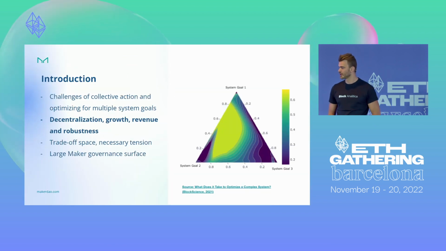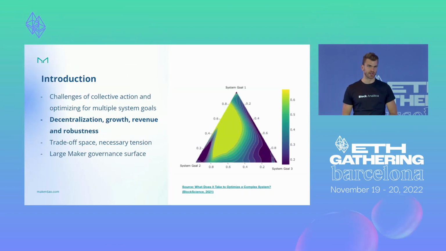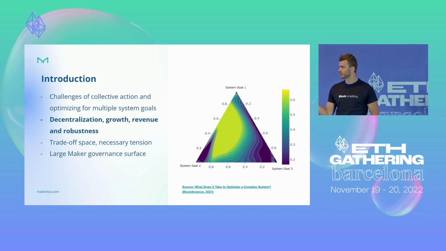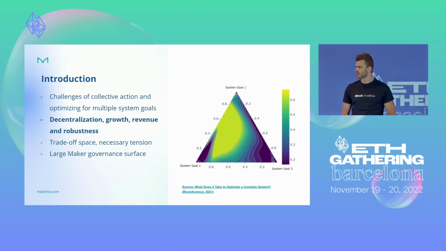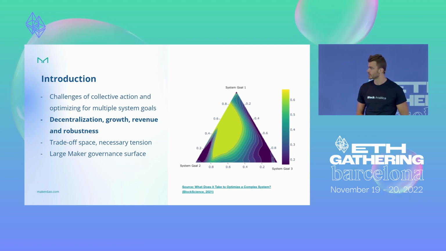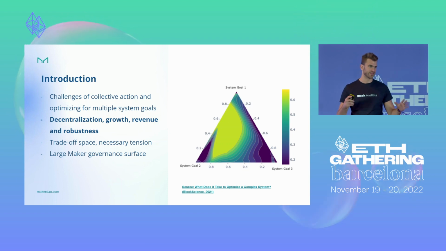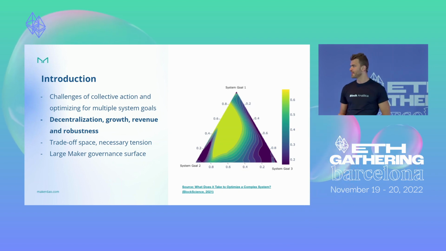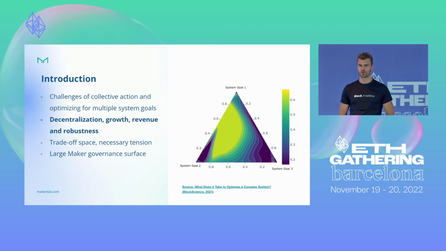So to begin with, in DAO governance in general, and especially in the DeFi space, there's this challenge of collective action, of bringing people together and aligning them around common goals, and also optimizing for multiple system goals, right? These goals can be, at a high level, described as decentralization, growth, revenue, and robustness. And obviously, decentralization is a core value in the ecosystem.